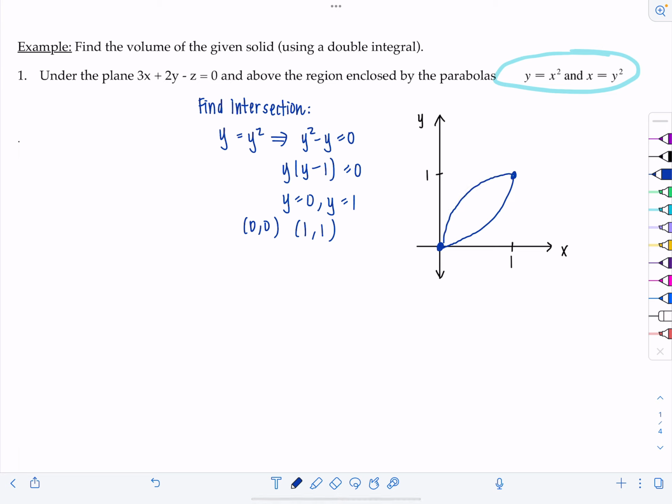So let me label each of them. This is x equals y squared. This is y equals x squared. And then here is the region D, okay?